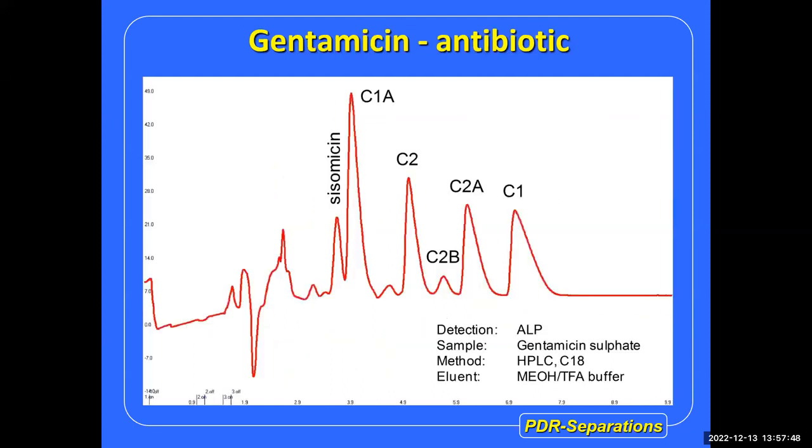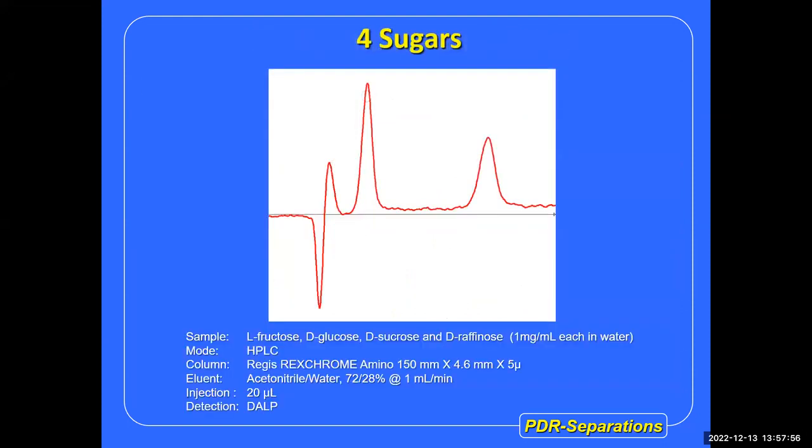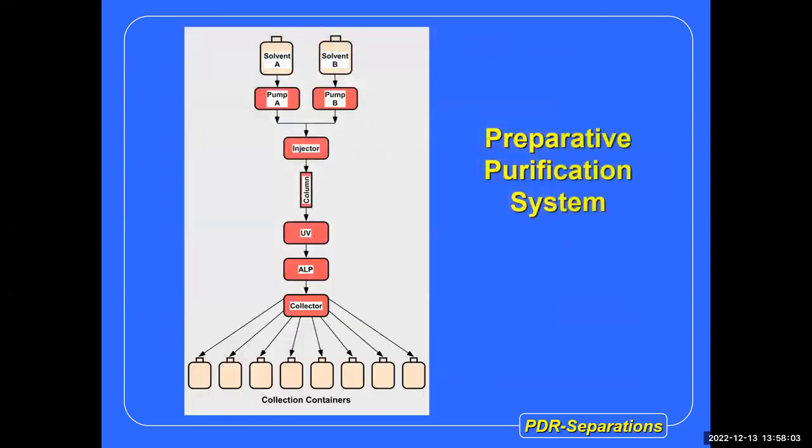Here's an example of gentamicin, which is an antibiotic. It doesn't have a chromophore, so you couldn't use UV in this case. And the polarimeter also works very well for sugars, which also don't work well for UV.